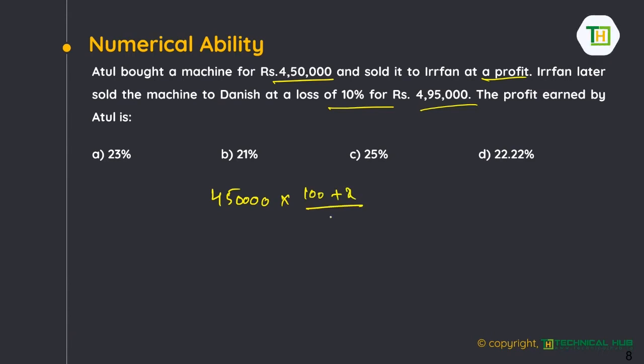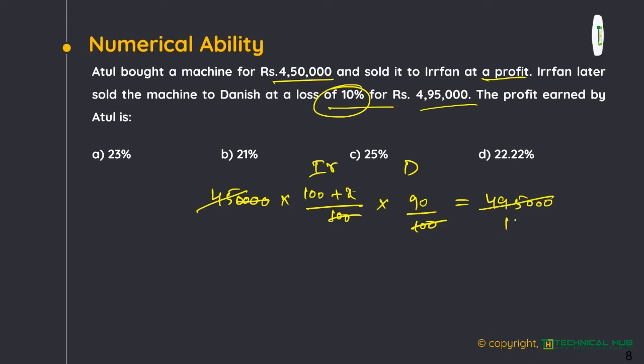100 plus X percentage. That is a profit. If you are getting profit, you need to write 100 plus value. If you are getting a loss, you need to write 100 minus value. After that, Irfan sold to Danish at a loss of 10%. Loss 10% indicates 90%. And that amount is also given, which is 4,95,000. Now from this, the four zeros cancel, and 45 ones are 45, and again 45 ones are 11,000, and the next zeros cancel.